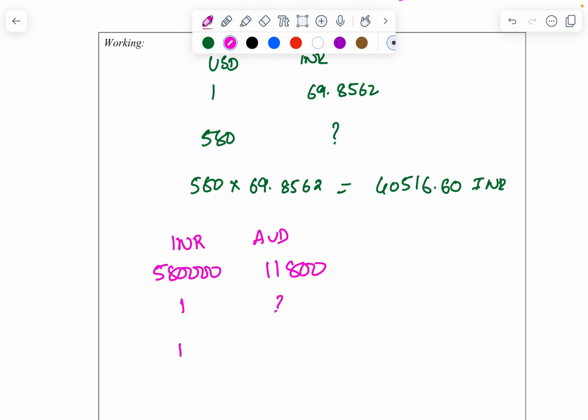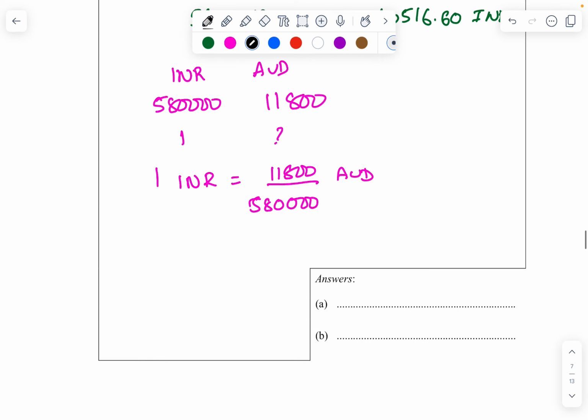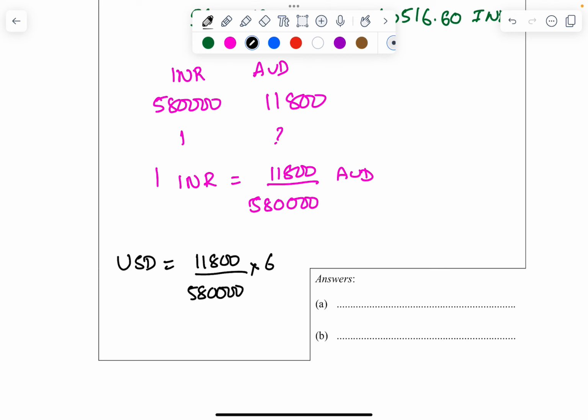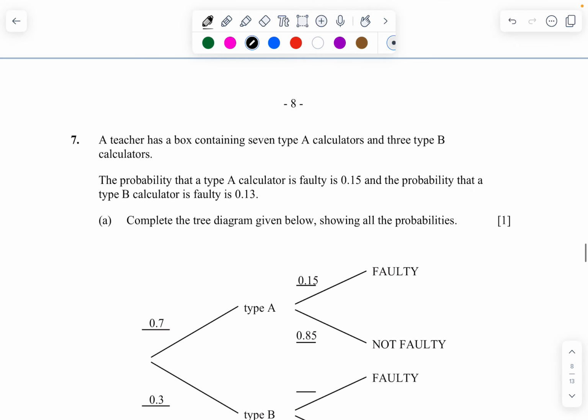So 1 INR equals 11,800 divided by 580,000 Australian dollars. Now what should I do? I should convert into US dollars. So it is going to be 11,800 divided by 580,000 times 69.8562, which is 1.421212345. So in three significant figures, 1.42 Australian dollars. So 1 USD equals 1.42 Australian dollars.